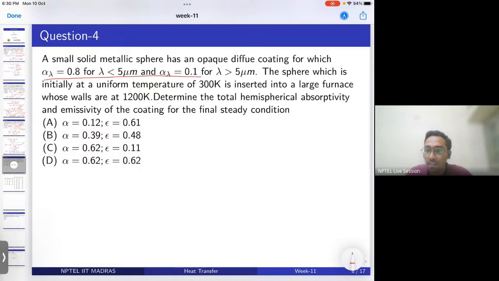So the final steady state means that initially there is a temperature difference, that is the ball is at 300 Kelvin and the wall is at 1200 Kelvin. After steady state, may not be infinite time, but after some time at steady state conditions, the temperatures of the body and the wall will be the same. So the temperature equilibrium will happen, and we have to find out the absorptivity and emissivity at that time.